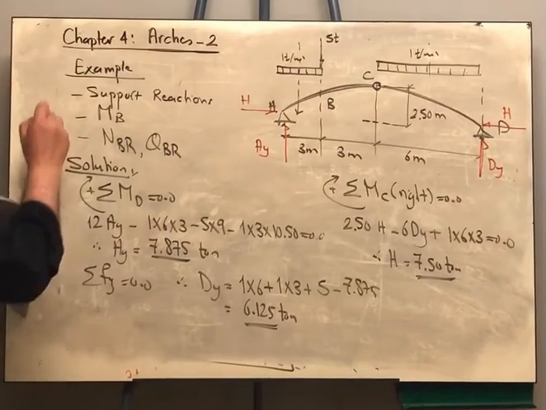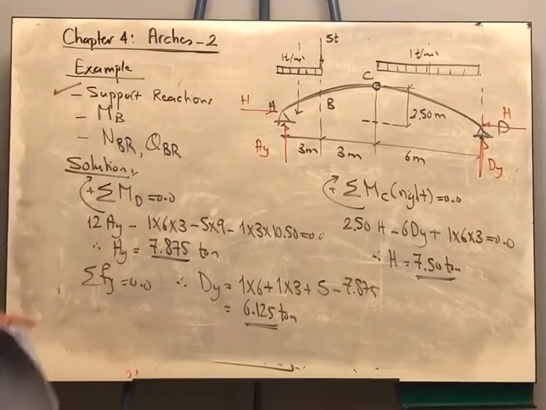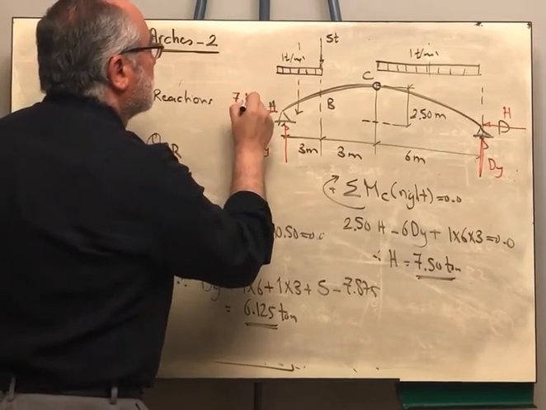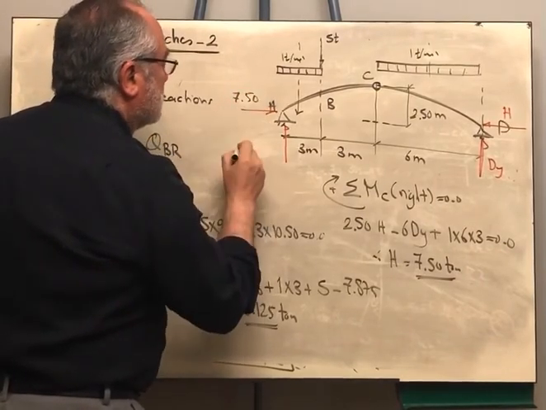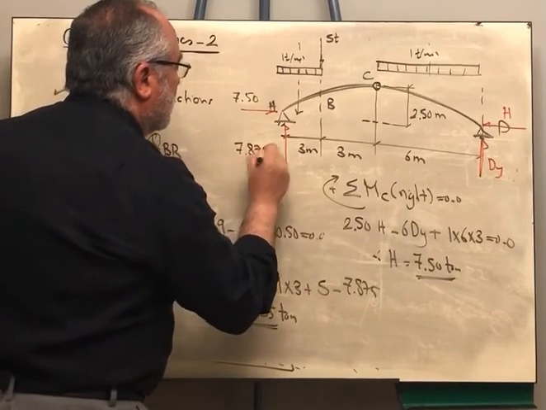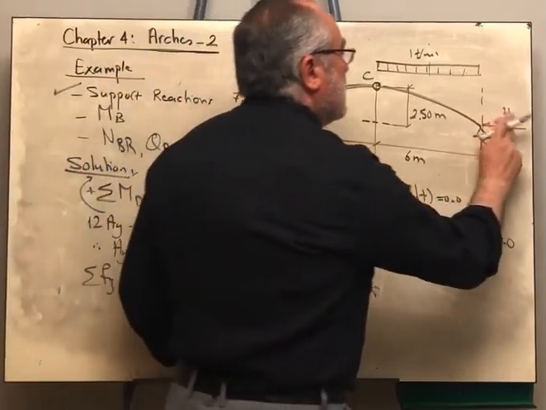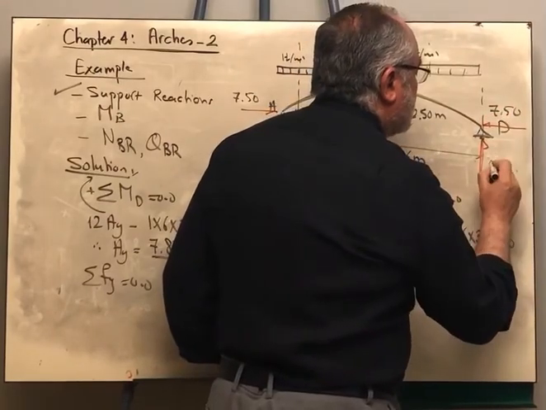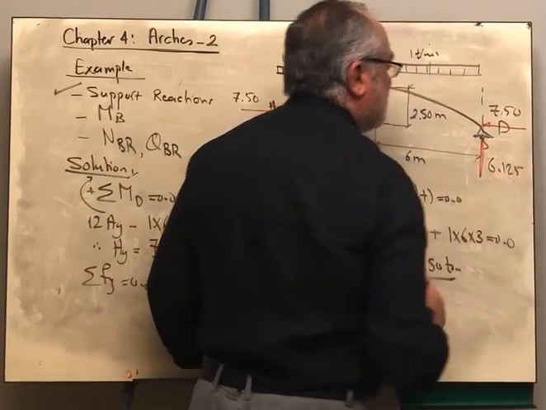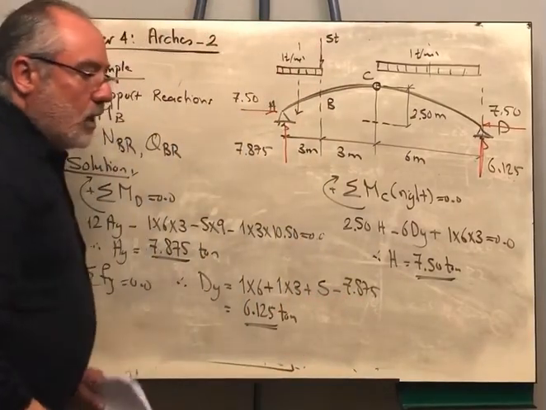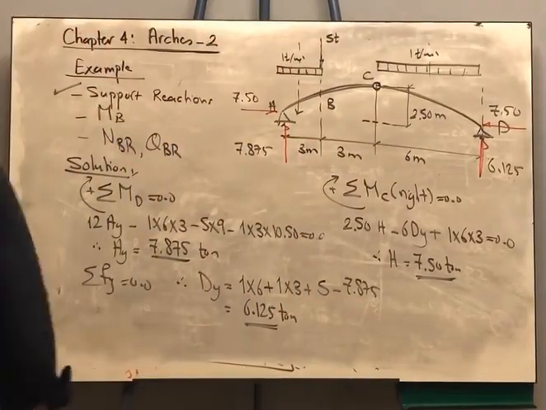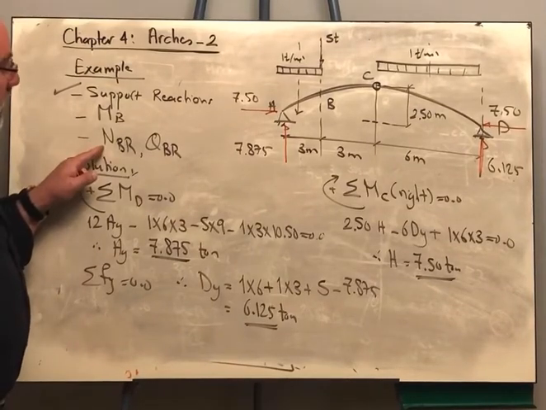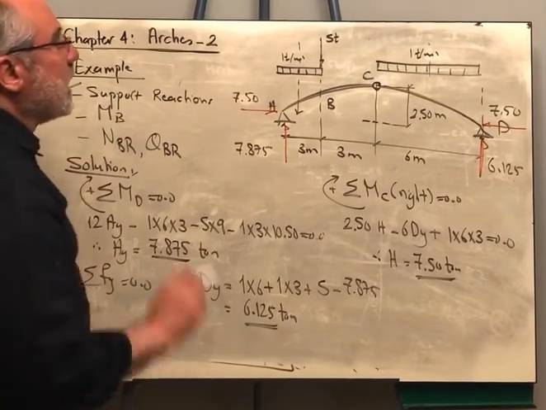So we got here the first requirement in the question, the support reaction. This is 7.5. This is 7.875. And this is 7.5. And this is 6.125. What is required from us to determine the moment at B and the normal force and the shear force right of B.